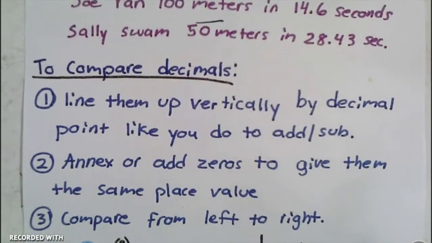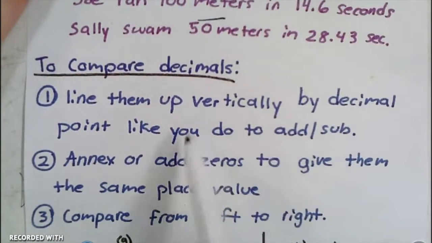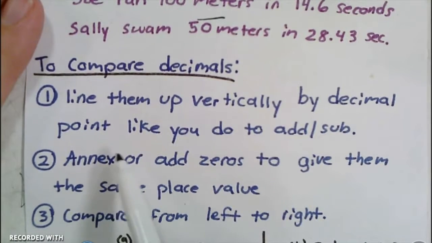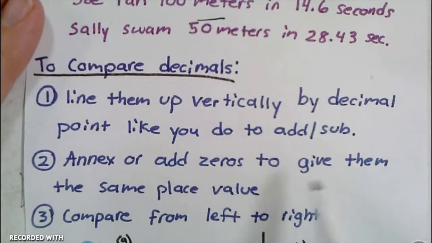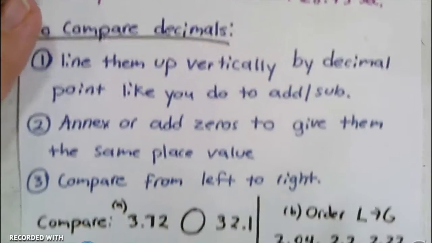All right, let's jump into the math part of this. In order to compare decimals, these are the steps you need to follow, and it's important that you follow these steps or I promise you, you will make mistakes. The first step is to line them up vertically by the decimal point, just like you would to add or subtract decimals. The second step is to annex, which remember was adding zeros to give them the same place value, and that'll make a lot of sense in the example. And the third step is to compare them from the left side to the right side to see which is smaller and which is bigger.